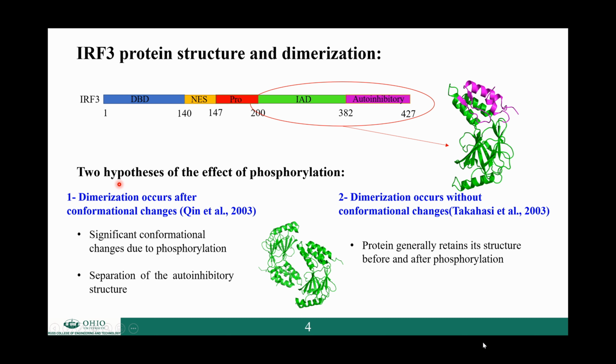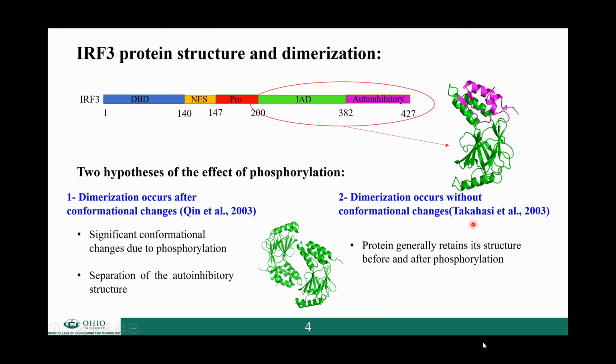So there are two schools of thought on the effect of phosphorylation and dimerization of IRF3. In the first view, Quinn et al. in 2003 showed that dimerization happens after phosphorylation, but phosphorylation of IRF3 results in a significant change in the crystal structure of IRF3 by separating the autoinhibitory domain from the IAD domain.